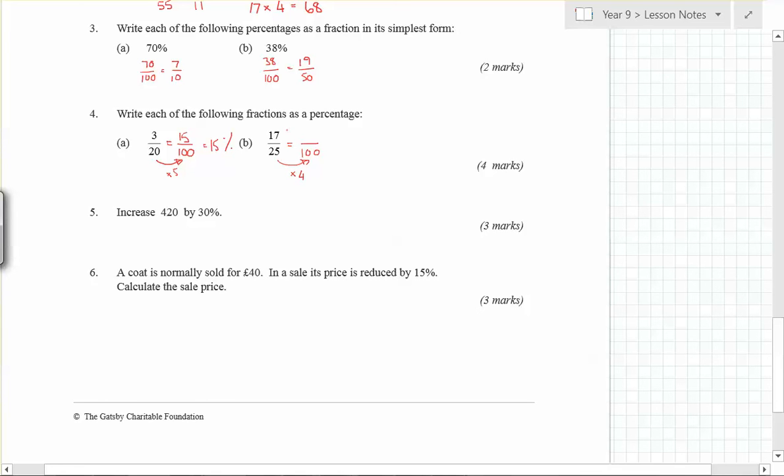So wait, I know this. 10 times 4 is 40, 7 times 4 is 28, so 68. Good. So the percentage is 68%. Good.